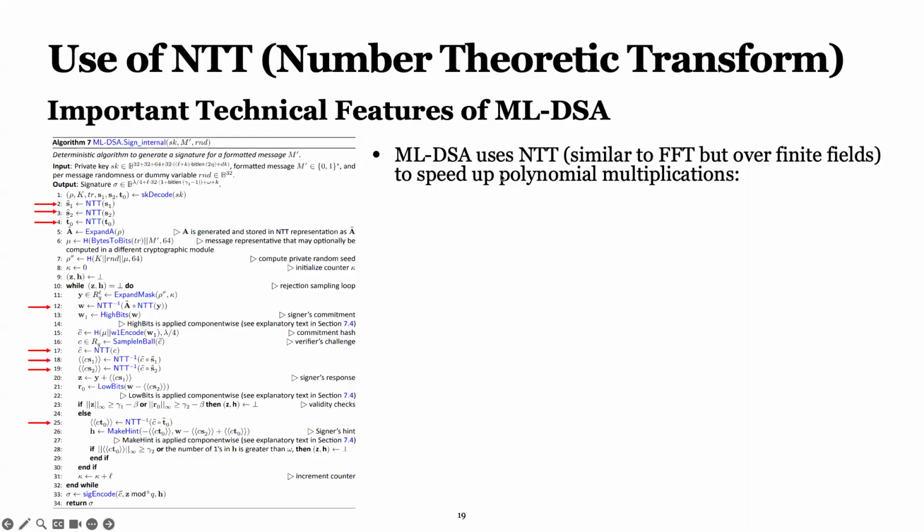So as you see, there's an NTT that we are seeing almost everywhere. Whenever we are generating S1, S2, T0, and then as you see in line 12, we have a multiplication that is also happening in the NTT domain. So NTT is widely used.